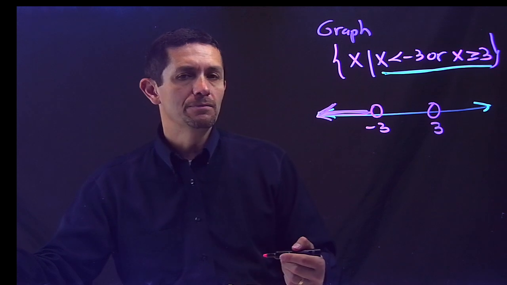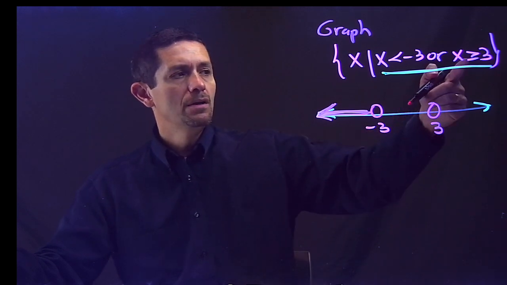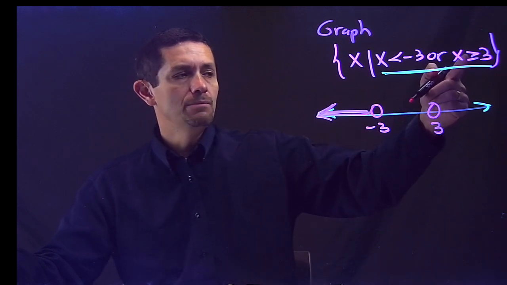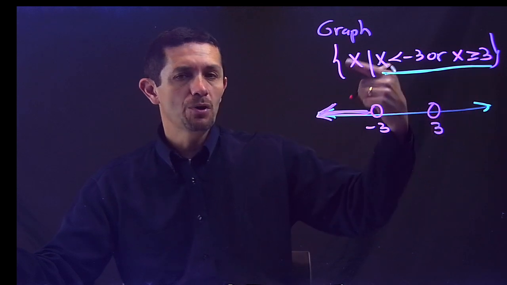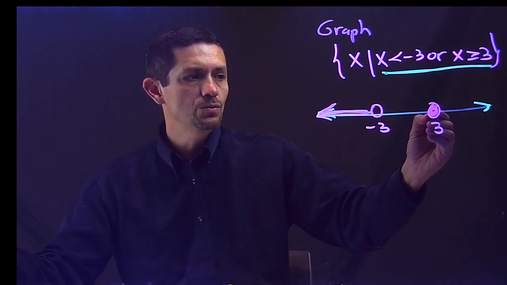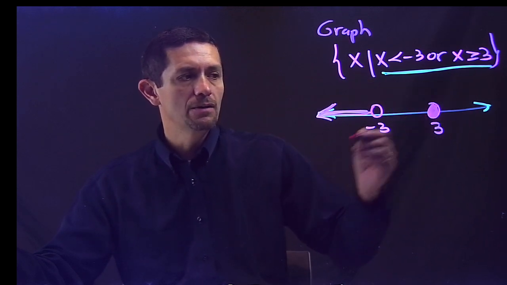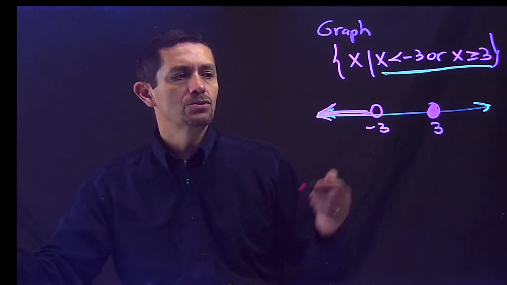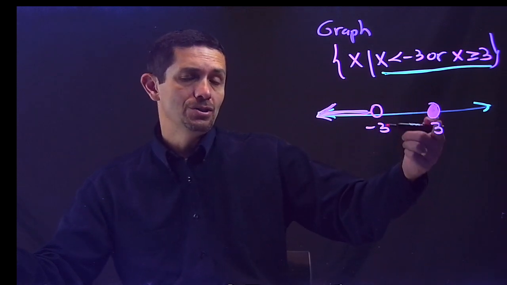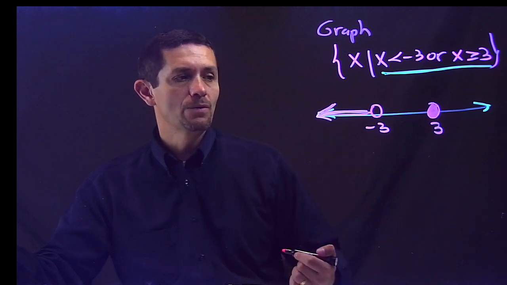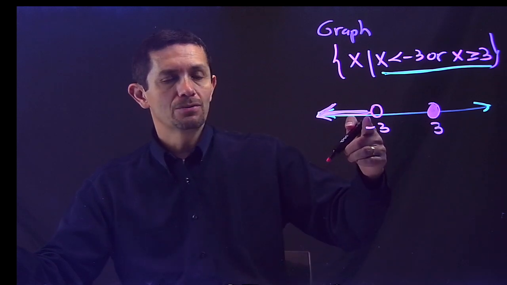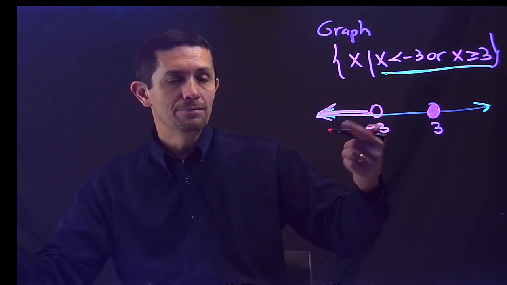My 3 is right there. The inequality has an equal sign. Because it has an equal sign, the 3 is part of the answer. Therefore, I need to shade the circle inside, fill it in. It's called a closed circle, shaded, or filled. Different names. This other one is an empty circle, or open.